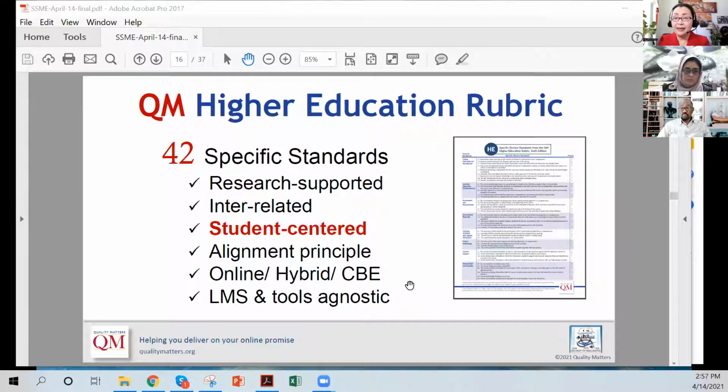So all of the standards can be used and adapted. It doesn't matter what kind of technology you use, what kind of LMS you use, or what kind of courses you teach. So you all teach health sciences, but it can be English composition, math, algebra, engineering, any course. So it's really LMS and tools agnostic. It's student-centered. It's squarely on learning. Okay, and it's research supported and interrelated.